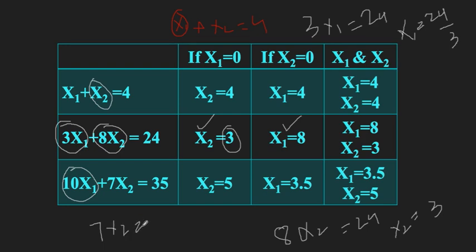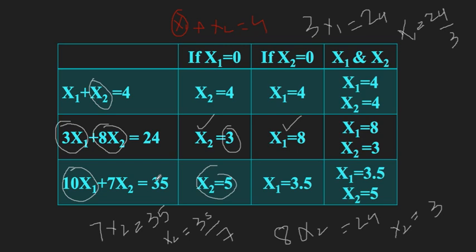7x2 is how much? 7x2 is equal to 35. Right? Then x2 will be how much? x2 is equal to 35 divided by 7. So 35 divided by 7 is how much? 35 divided by 7 is 5.